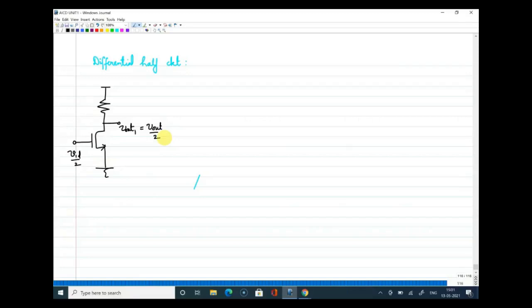Alright, now how will I analyze this? I will analyze this in this way. I know that V out 1, the output, is equal to minus gm R into Vid by 2. But V out 1 is V out by 2. So what is it that I want to find? I want to find the differential gain of the circuit.